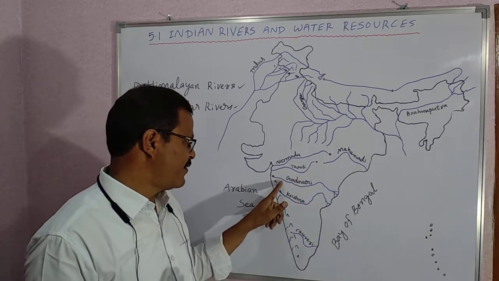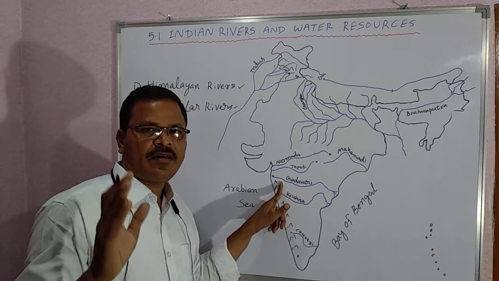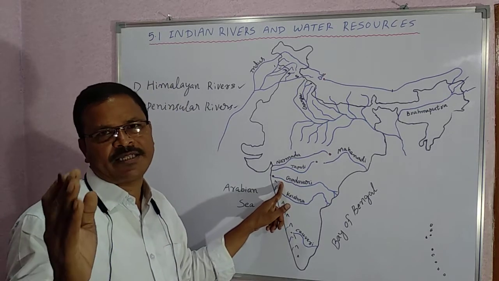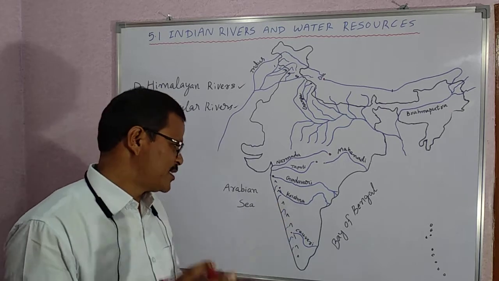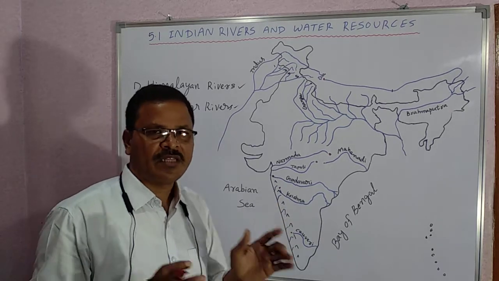The origin of Godavari is Trayambak Plateau near Nasik in Maharashtra. What is the origin of Krishna? Mahabaleshwar. What is the origin of Kaveri? Talakaveri.